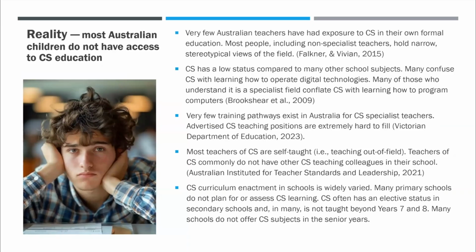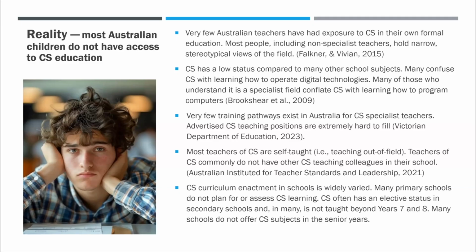Now, in Australia, the reality is that children don't generally have access to computer science education, and very few teachers in Australia will have had exposure to computer science in their own formal education. That is, most people, including non-specialist teachers, hold quite narrow stereotypical views of the field. Now, computer science has a low status compared to many other school subjects, and many people confuse computer science with learning how to operate digital technologies such as iPads, smartphones, and even to the point some people confuse it with using Excel or other software like Word and those kinds of things.